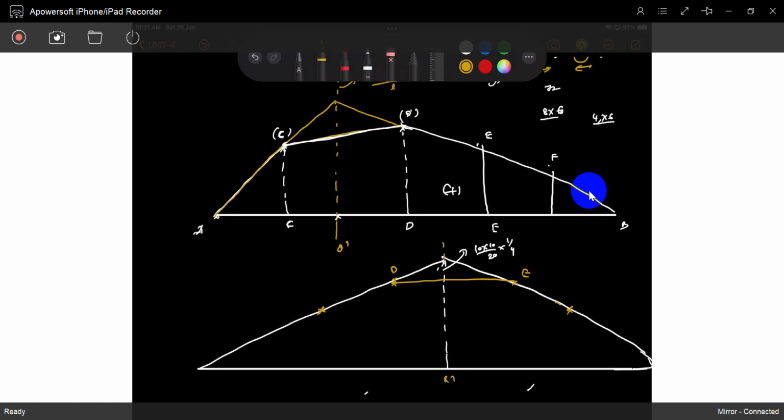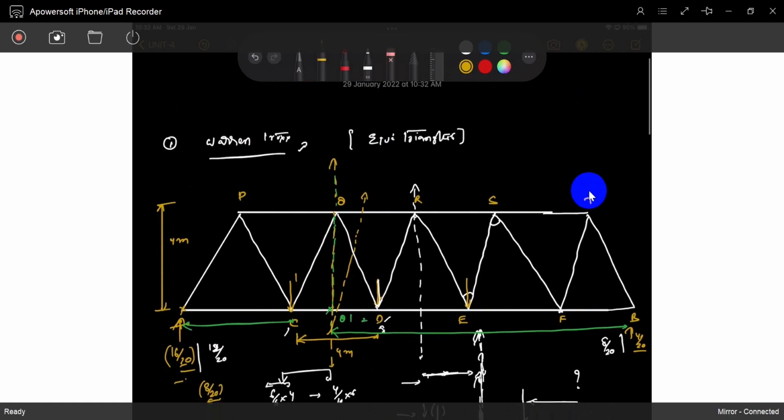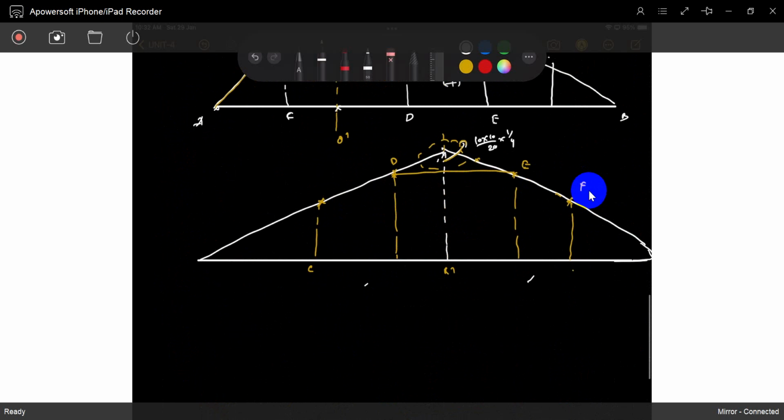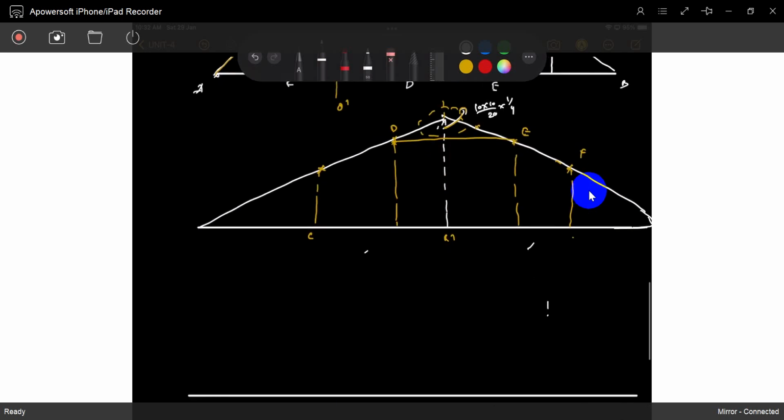Otherwise you will get the value at C, value at D, value at E, value at F. You will get those values and you will join them. No need at all. Directly it represents 10 into 10 by 20 into 1 by 4. You will get it, but this portion is not required. So okay. So next, DE. EF also is the same thing. You will write it. EF in between you will write it. EF.